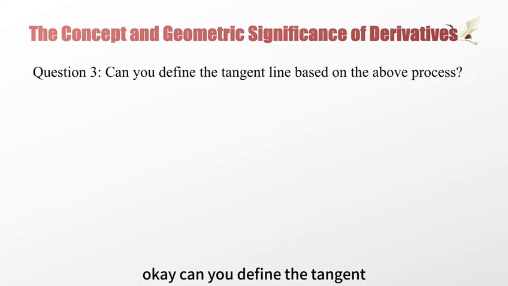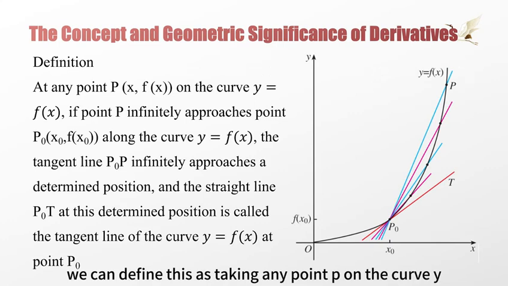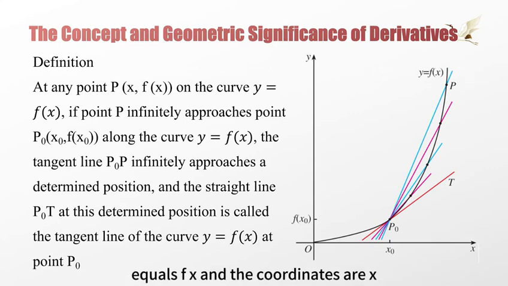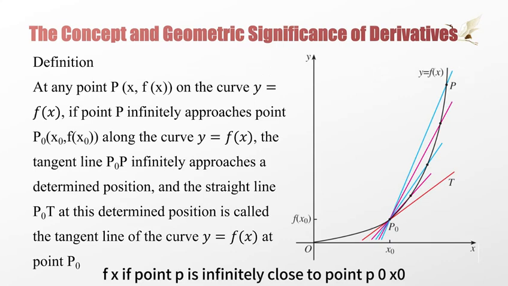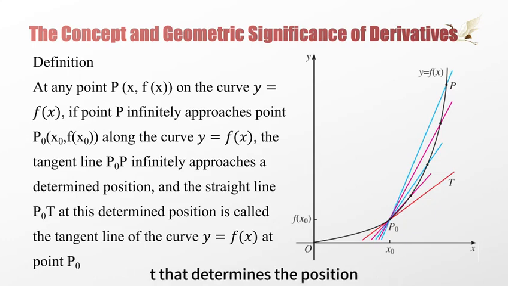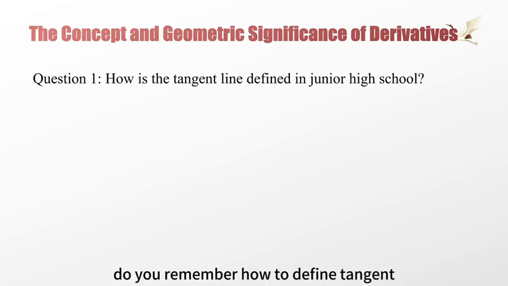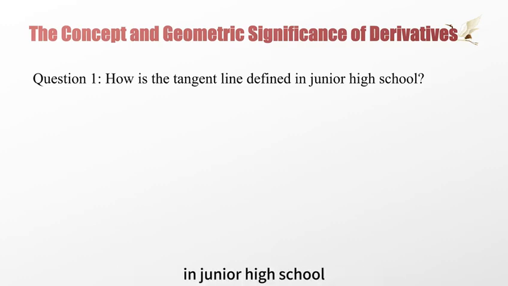Okay, can you define the tangent according to the process just now? We can define it this way: take any point P on the curve y equals f(x), with coordinates (x, f(x)). If point P infinitely approaches point P0 (x0, f(x0)) along the curve y equals f(x), the secant P0P infinitely approaches a certain position. The straight line P0T that determines the position is called the tangent to the curve y equals f(x) at point P0. We also learned the definition of tangent in junior high school. Do you remember how to define tangent in junior high school?